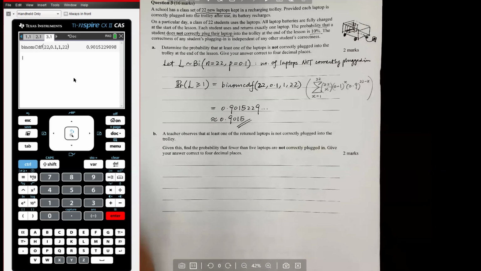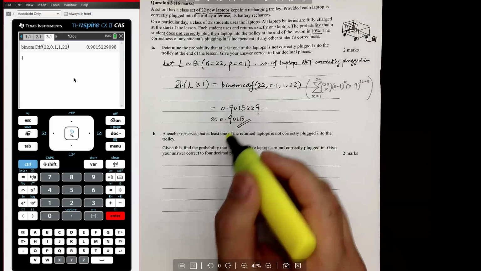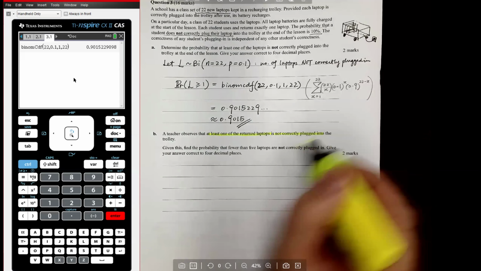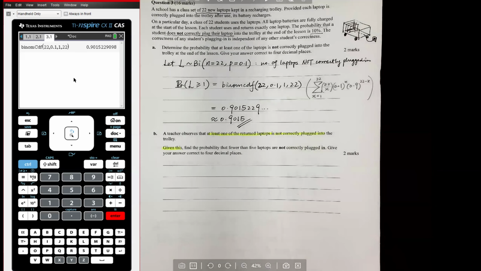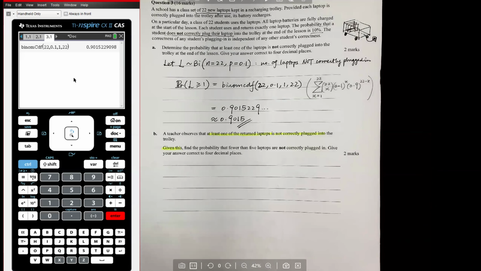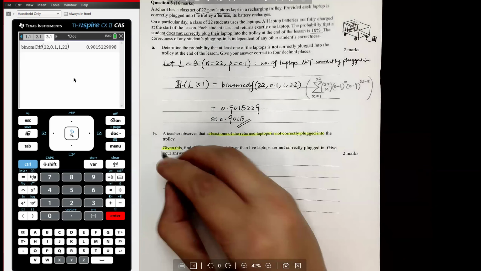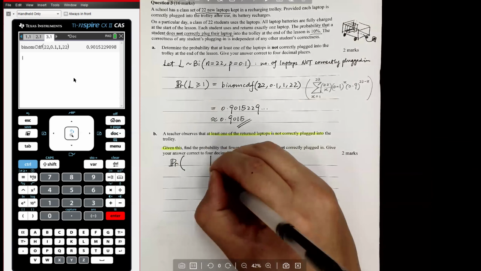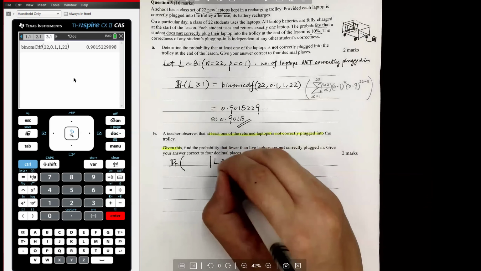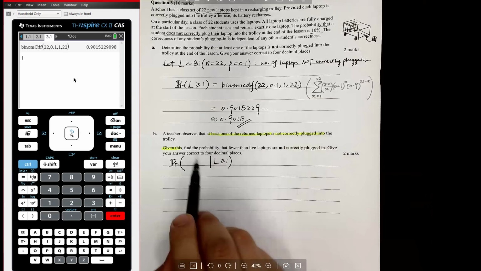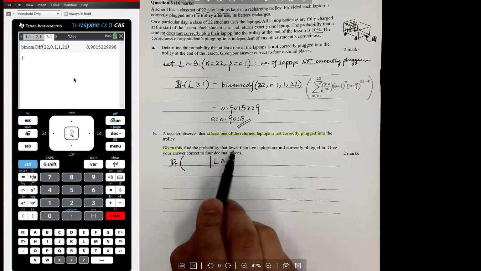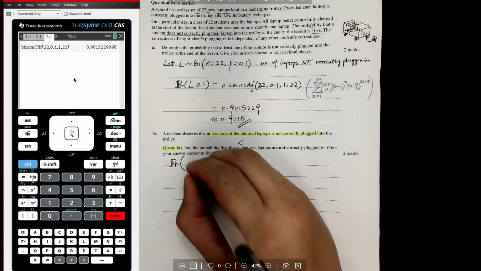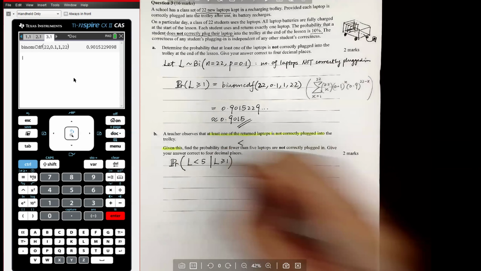Okay, a teacher observes that at least one of the returned laptops is not correctly plugged into the trolley. Given this, this is a conditional probability with binomial distribution. So we would like to get the probability of some event, but you put the given that L is greater than or equal to 1. Under these conditions, find the probability that fewer than 5. Fewer means strictly less than, no equal sign. So you say L is less than 5, okay?